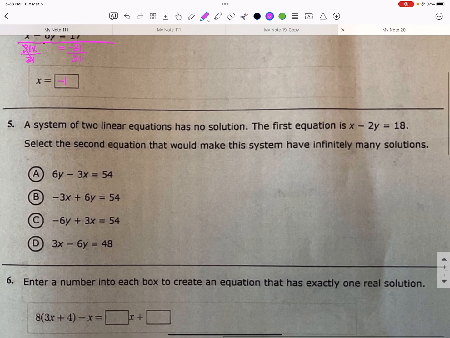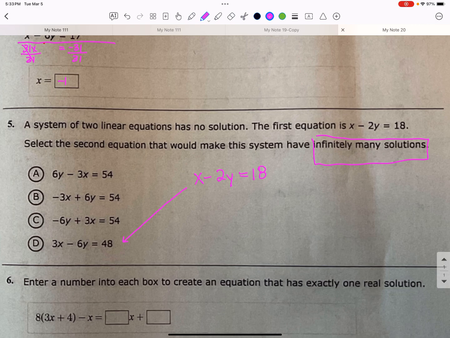Okay, so we want to have infinitely many solutions. So we should have x minus 2y equals 18. Which one of these is exactly... Infinitely many solutions means it's the same equation. Let's see. Do any of these look like the same equation to me? Actually, yeah, this one looks like the same equation.